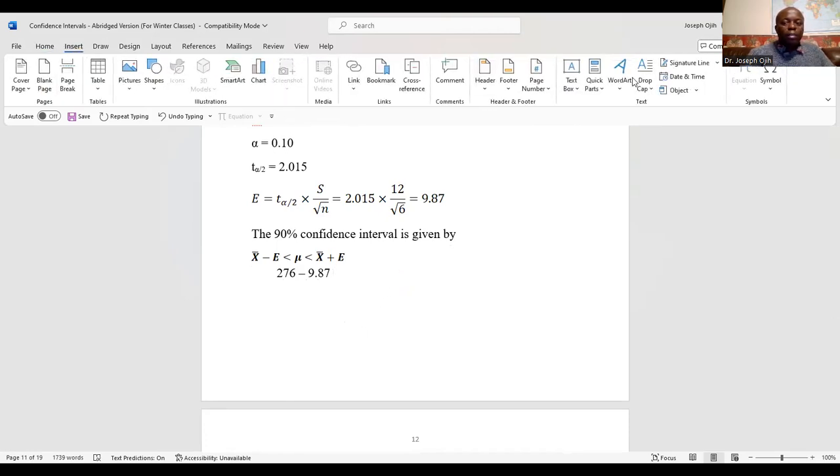Less than the mean, and the same thing on the right side, but there you add it: 276 plus 9.87.